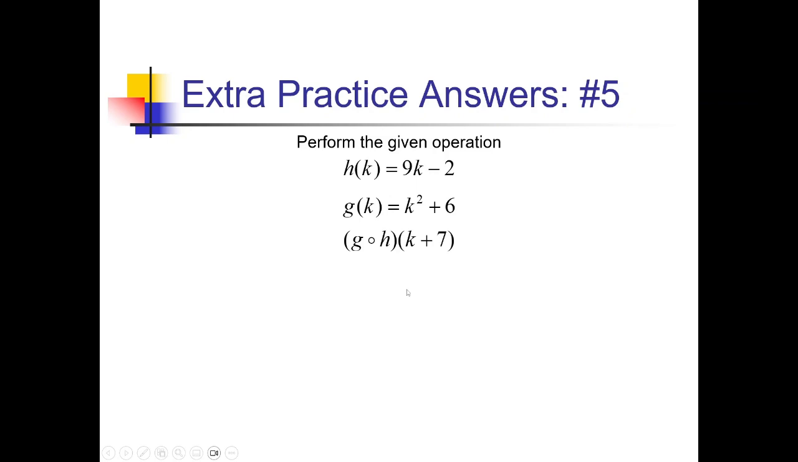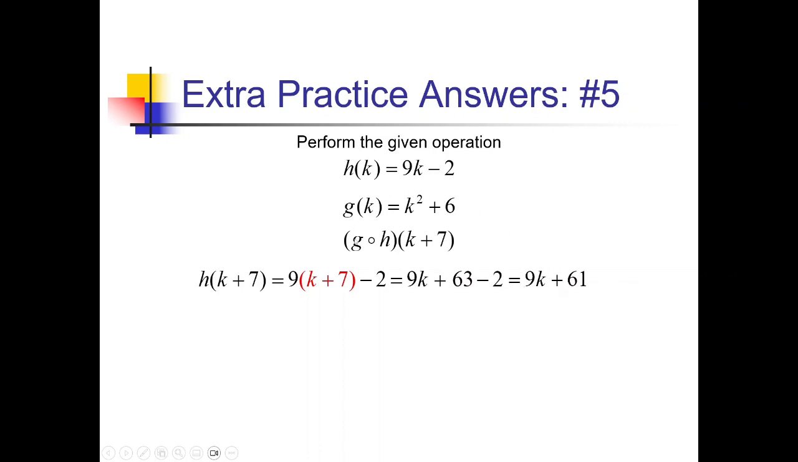This next problem is going to be a little bit intense. Here we're doing g composition h of k plus 7. So starting with the innermost function, h, I'm going to plug k plus 7 into that. And that's going to be 9 parentheses k plus 7 minus 2. Let me simplify this a little bit now before I do the next step. So this is 9k plus 63 minus 2. So 9k plus 61. So this whole thing right here is h of k plus 7.